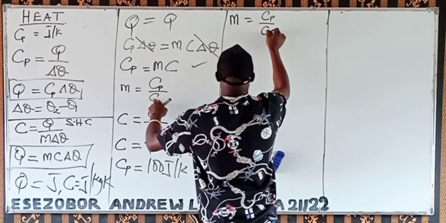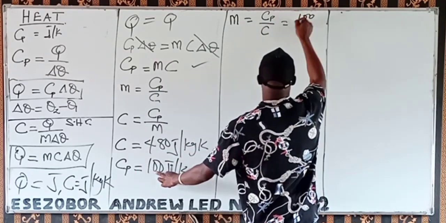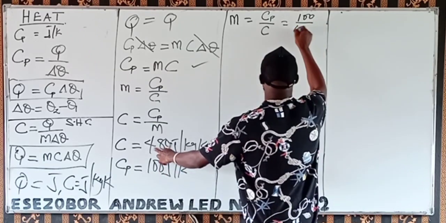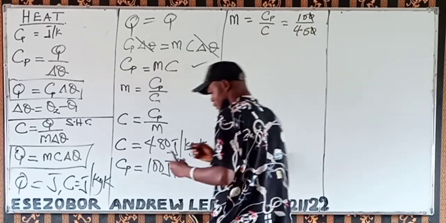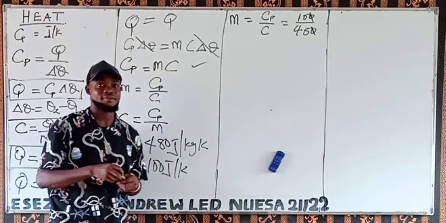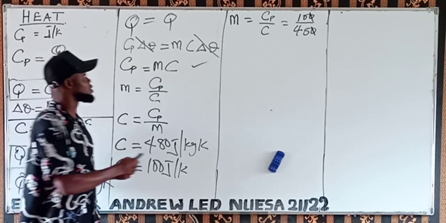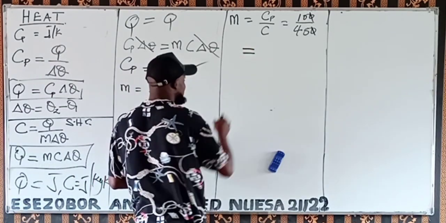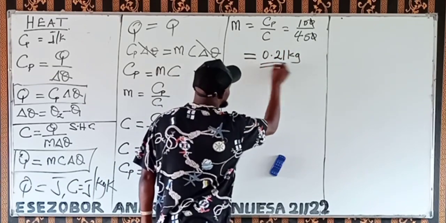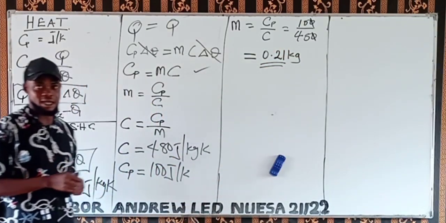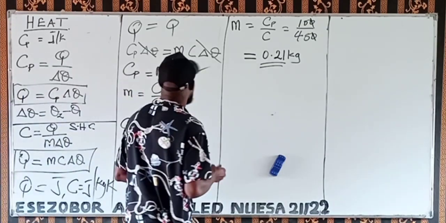So we said the mass of that body would be the heat capacity divided by specific heat capacity. Now what is the heat capacity? 100. What about the specific heat capacity? 480. This will cancel this. So 10 over 48. Divide 10 by 48. The answer is going to be 0.21 kilogram. That will be the mass of that body. Now let's look at another question.